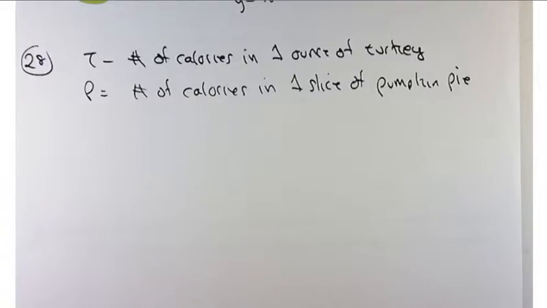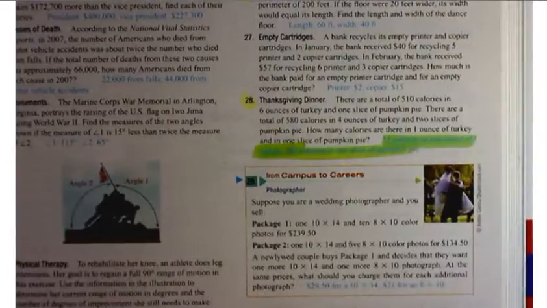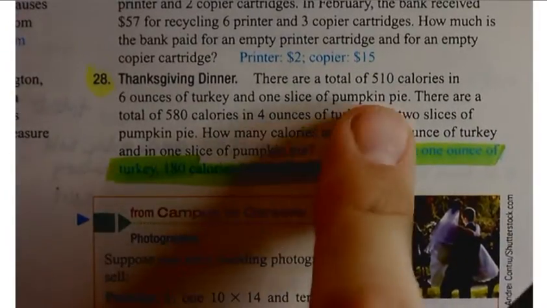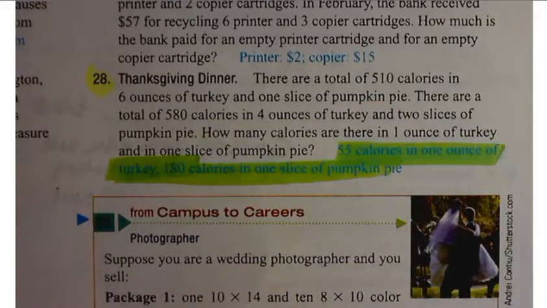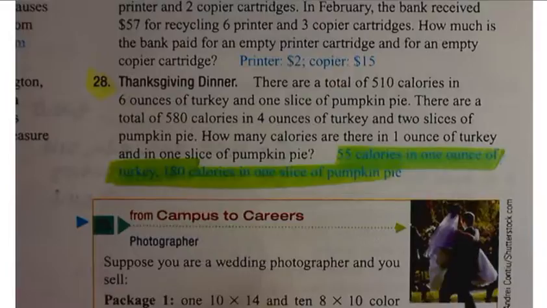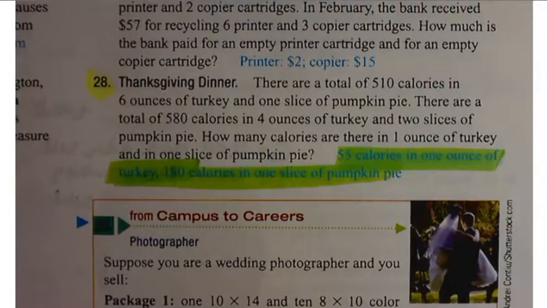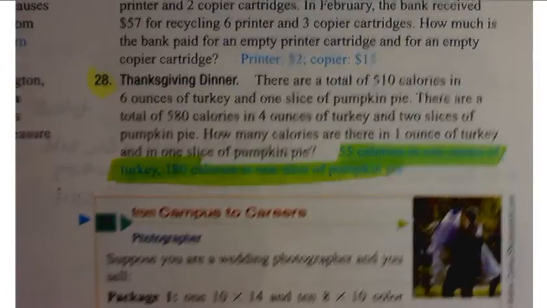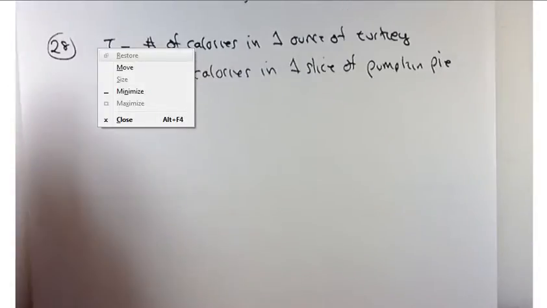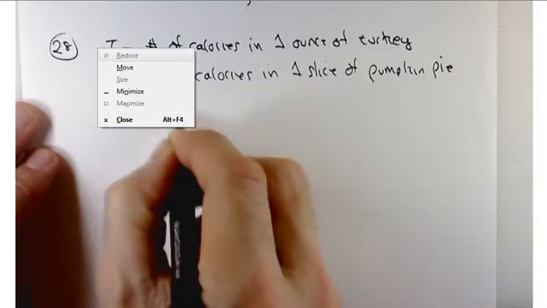Let's get back here. There are a total of 510 calories in 6 ounces of turkey and 1 slice of pumpkin pie. Can anyone give me an equation for that first sentence? All right, 6T plus P equals 510. Good.